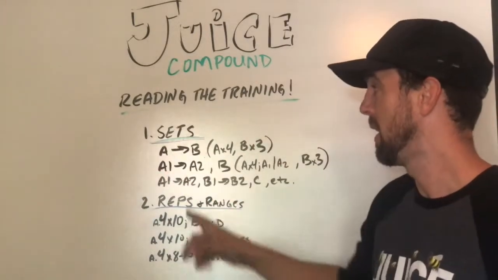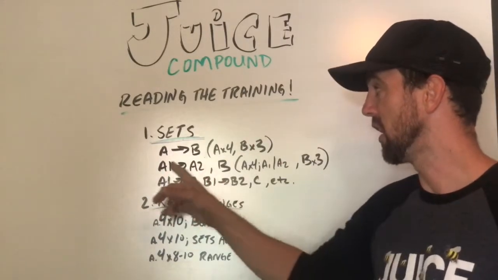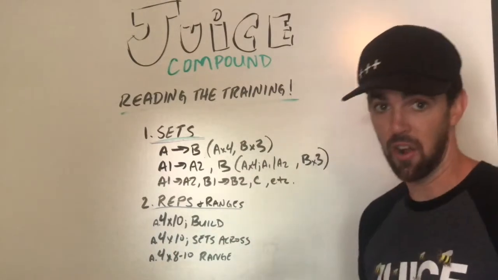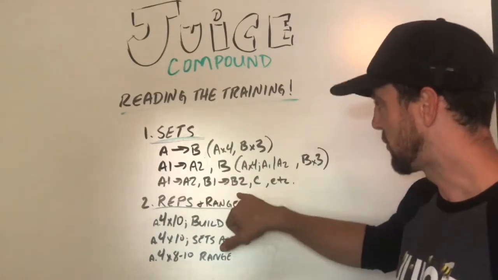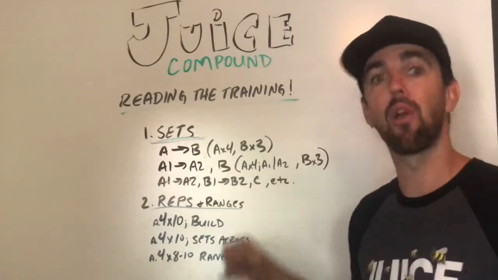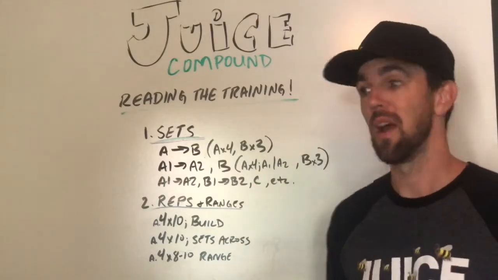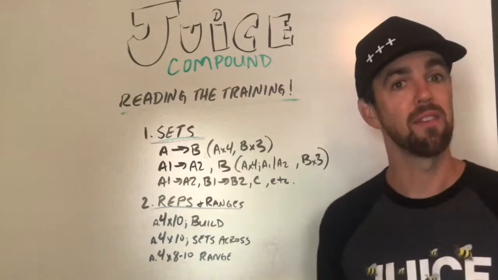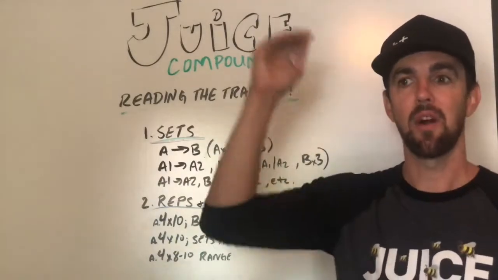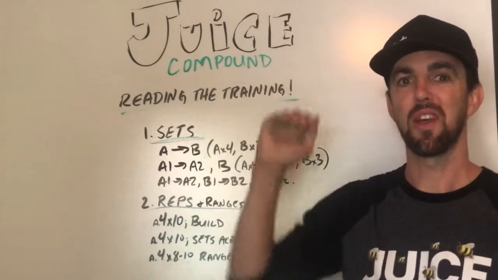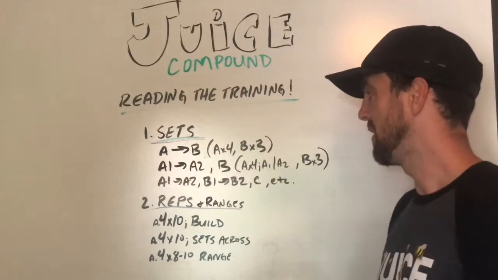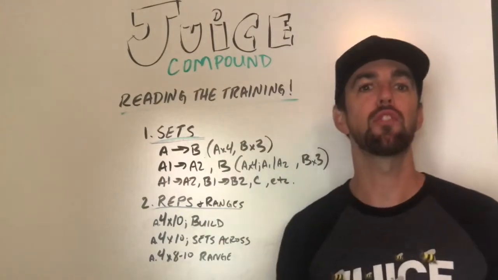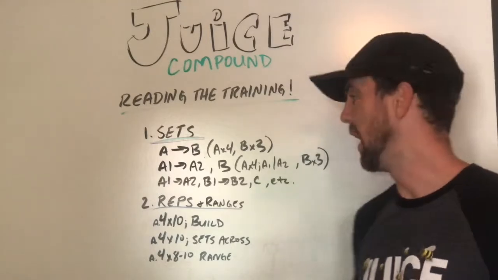Again, A to B, A1, A2, finish the letter before you descend to the next letter. And then finish the superset before you start the next superset, and before you go into, let's say, part C, it would be the same thing. Let's say it went A1, A2, A3. Exactly. A1, A2, A3, A1, A2, A3, A1, A2, A3, you get the deal. That's sets. The next up is the reps and the different ranges we're going to prescribe for you here.